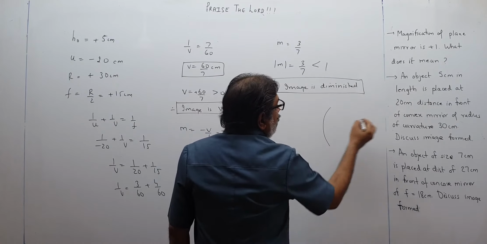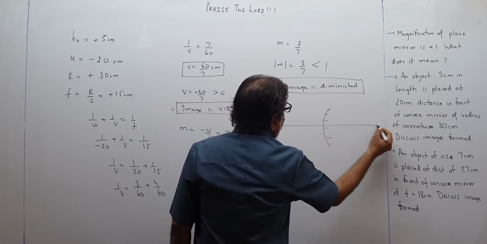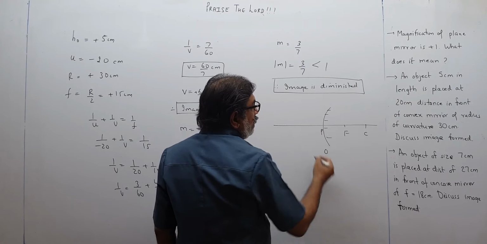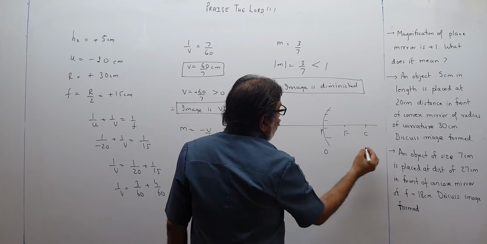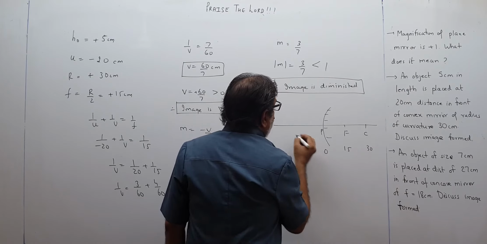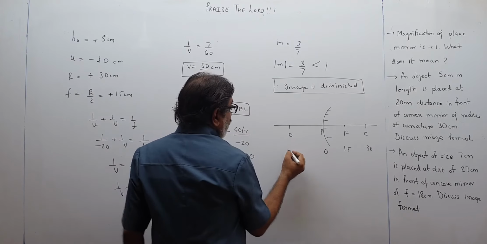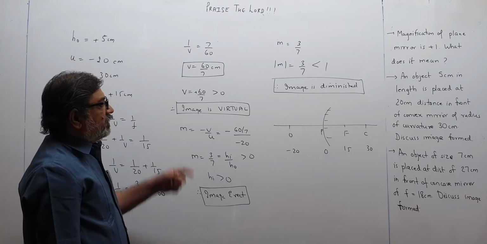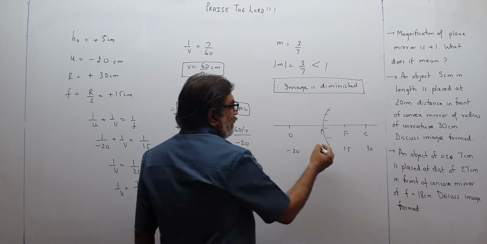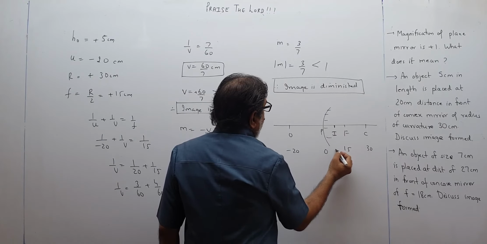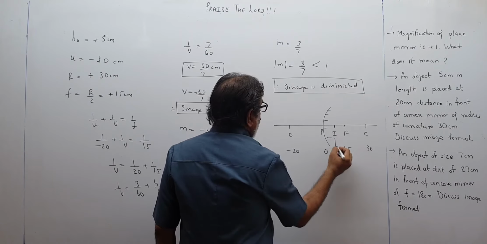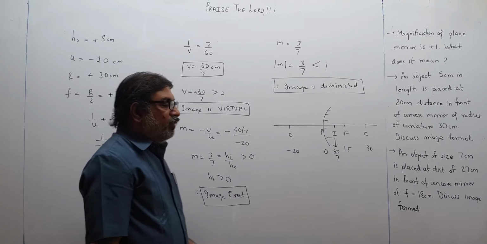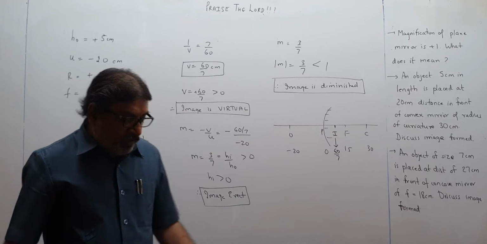Convex mirror, yes. This is F, this is C, this is pole. Pole is always at 0. This is positive X. C was 30, so F will be 15. The object was here at how much distance? Minus 20. The image is formed at how much distance? v is 60 upon 7, means 8 point something, somewhere over here. So this is the position of the object, image, focus and center of curvature. Please pause and copy, children.